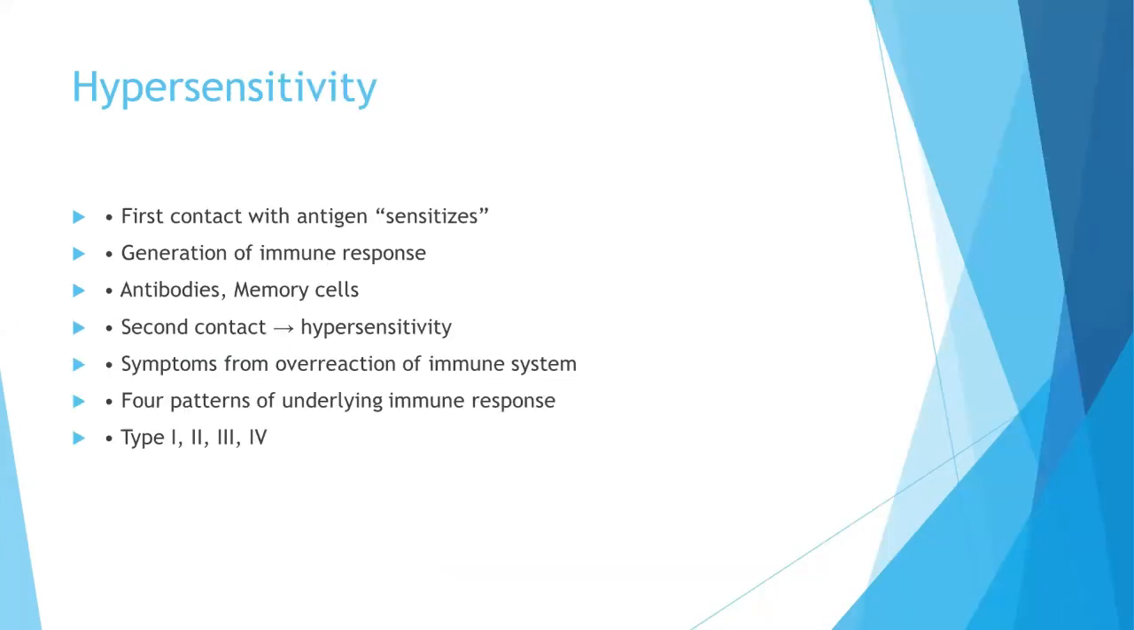So hypersensitivity. Whenever there is first contact with the antigen, which is called sensitization, there is generation of an immune response by the antibodies and memory cells. And whenever there is second contact, there is hypersensitivity, the symptoms from overreaction of the immune system. There are four patterns of underlying immune response: type 1, 2, 3, and 4. We will be learning about all these hypersensitivity reactions.